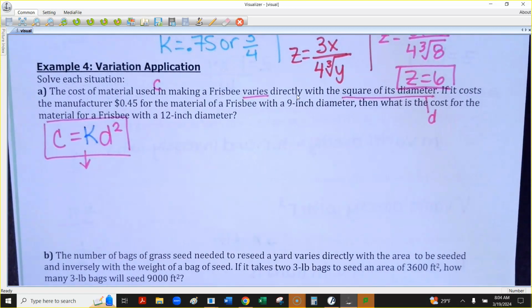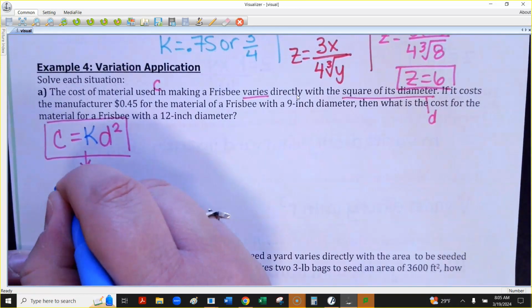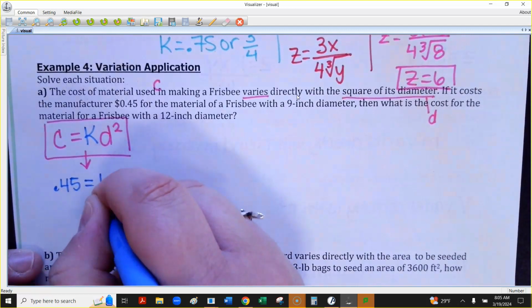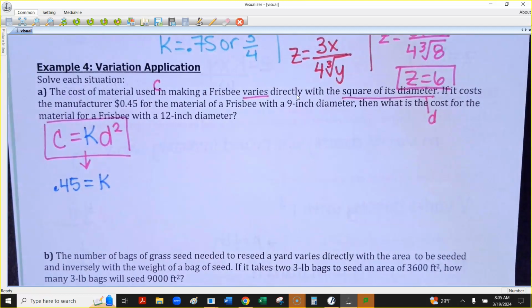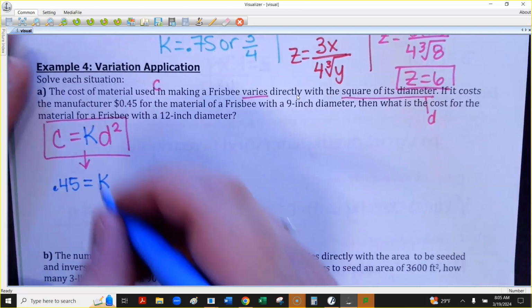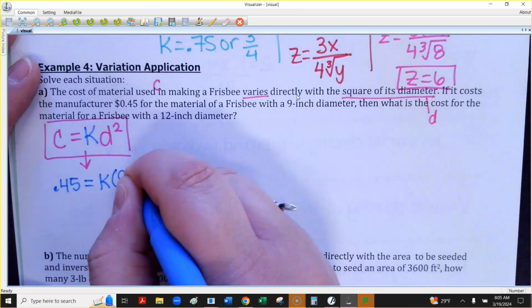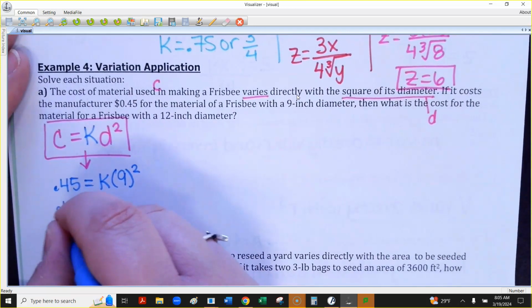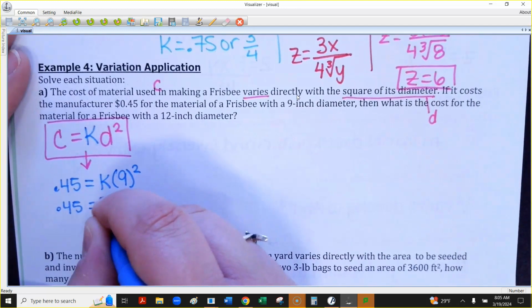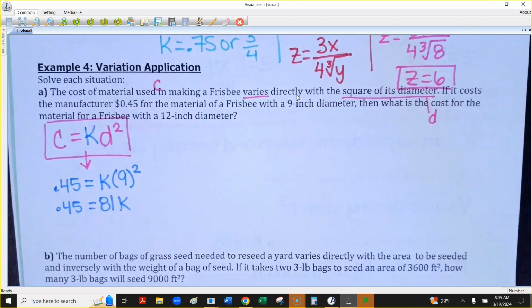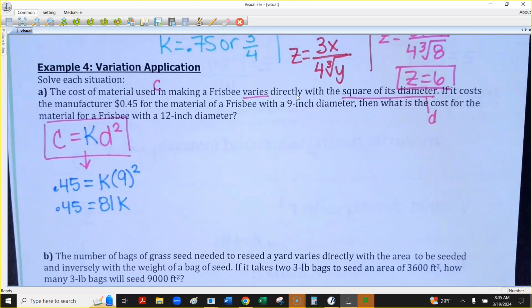Now, from there, they're going to give you just enough information to figure out that K value. So it says it costs the manufacturer 45 cents. So I'm going to put 45 cents in for the cost. We don't know K for the material if the Frisbee has a 9-inch diameter. So the diameter is going to end up getting squared here. So we're going to have 0.45 equals 81 times your constant of variation. So we're going to take that 45 cents divided by 81.